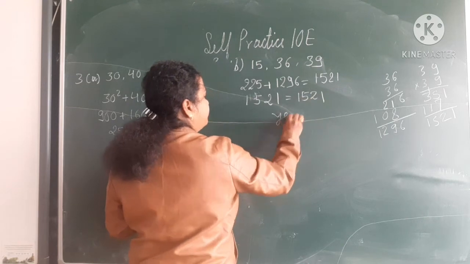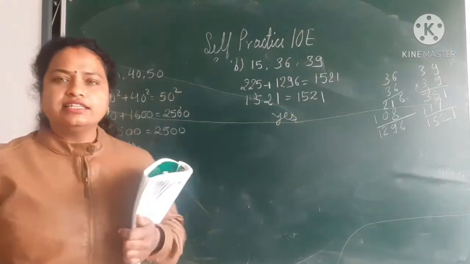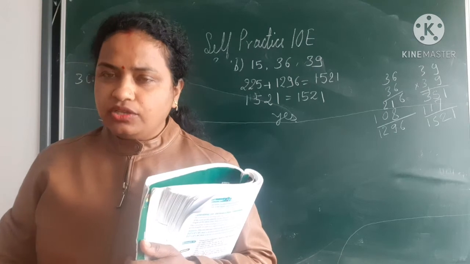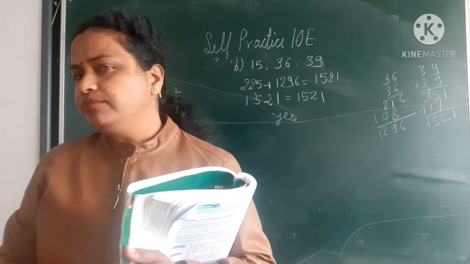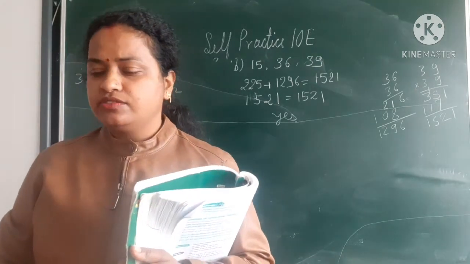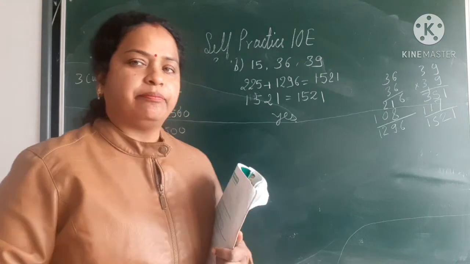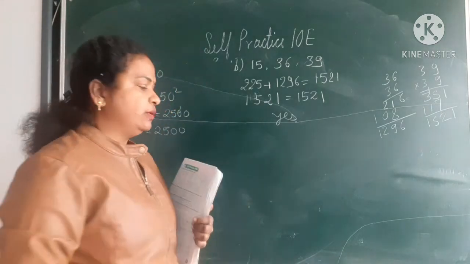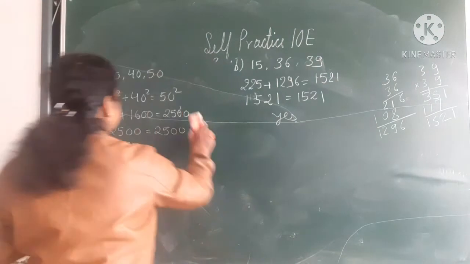So both are equal to each other. Are they equal to each other? Yes. So this also forms a Pythagorean triplet, because both are equal to each other. Now see the C part.